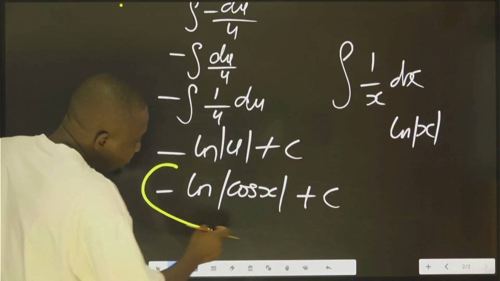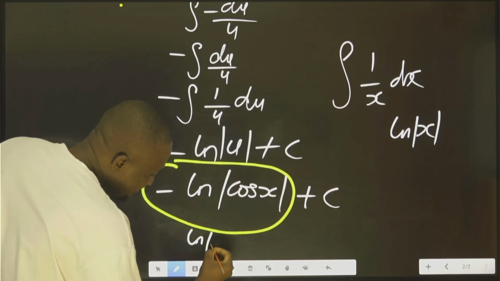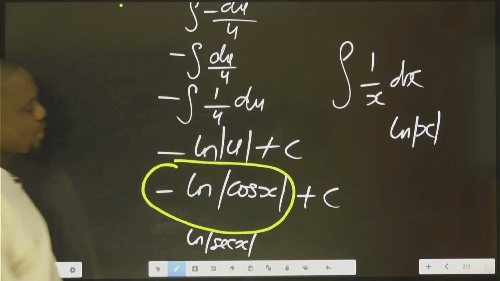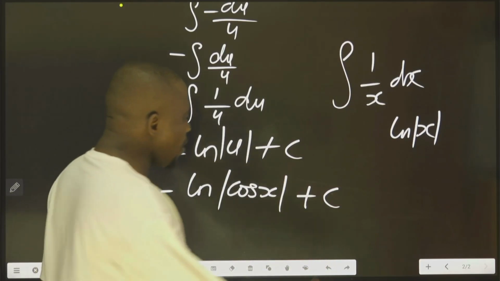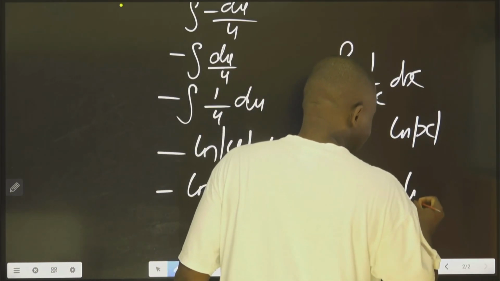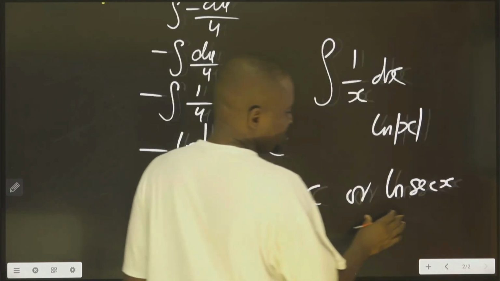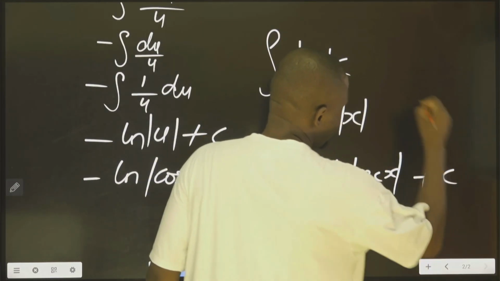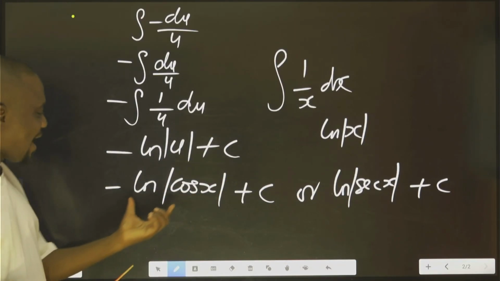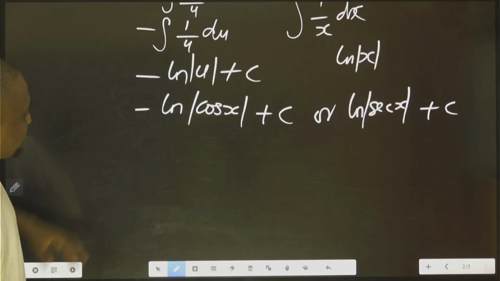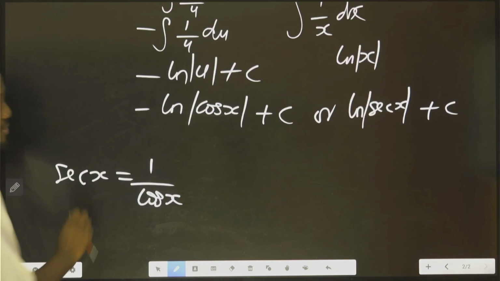This you are seeing here is also ln sec x. You can replace it with ln sec x. So therefore, you can leave it like this; when you put this, it's okay. Either this or this. You might ask yourself, how do we come about this? You agree with me that normally sec x is equal to 1 over cos x.